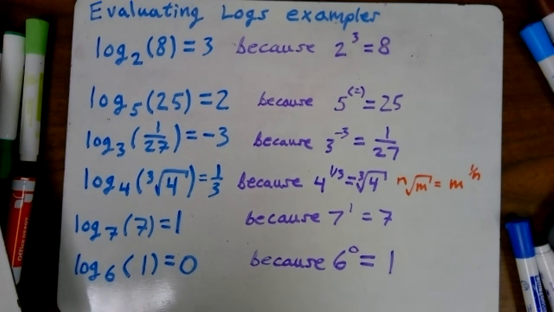The base also can't be negative, because we'd be asking, okay, what power of negative 2, for example, could give me 4? Okay, cool.